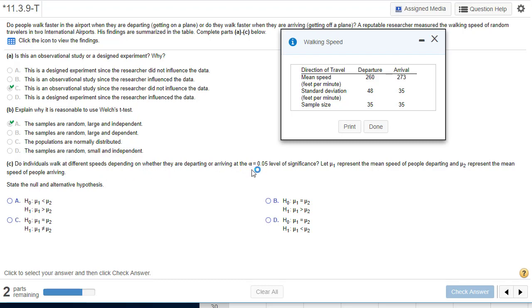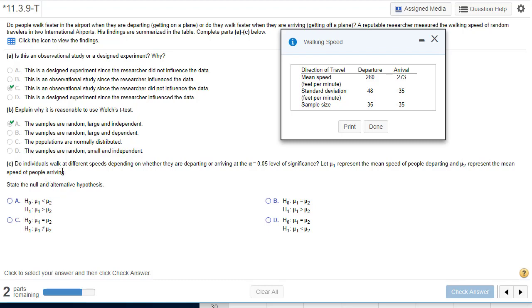Okay, now do individuals walk at different speeds depending upon whether they are departing or arriving? So we're at the 0.05 level of significance. So mu1 represents the mean speed of people departing. Mu2, the mean speed of people arriving. So it'd be nice if this was like mu-d, right? Although mu-d, that could be confused with difference. I guess I can see why they did that. It represents the mean people arriving. So state the null and alternative hypothesis.